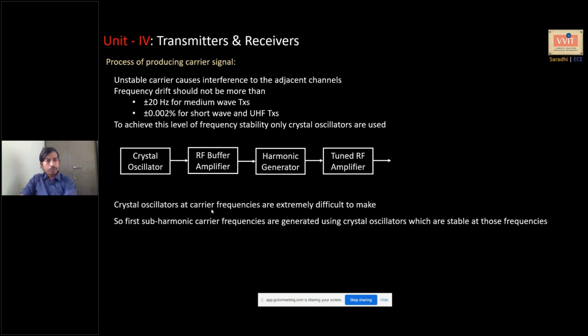Okay, so that is what we have in this block diagram. Its frequency is then raised by a suitable factor using harmonic generators. And in between we need this buffer amplifier, because we need to isolate the crystal oscillator from its load. The harmonic generator is acting as a load on the crystal oscillator. We want to isolate these two, and that is where this buffer amplifier is required.